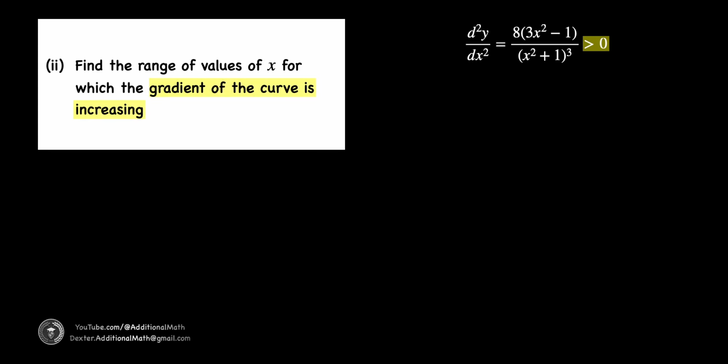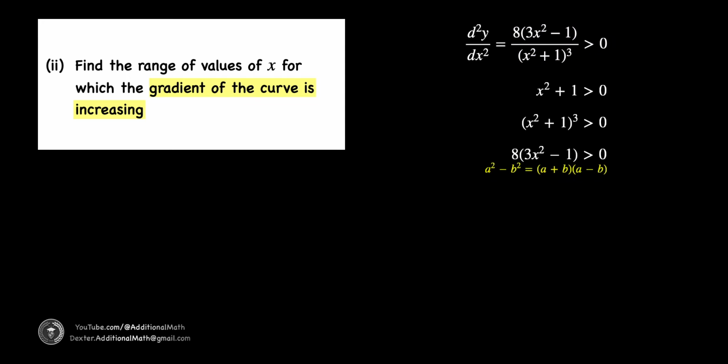Since x squared plus 1 is greater than 0, cubing a positive value will give a positive answer, making the denominator to also be positive. And for the fraction to be positive, the numerator must be greater than 0.